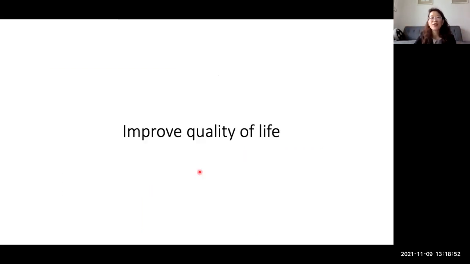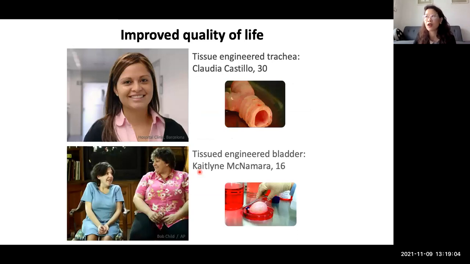And also why it's important, because tissue engineering can improve the quality of life of the patient. I'll give you 2 examples of patients who got great benefits from tissue transplantation. The first one is a patient who was suffering from tuberculosis. The doctor removed some of her trachea and recreated a new trachea and put it back into her body.